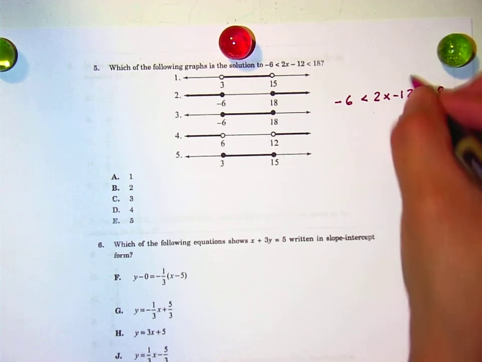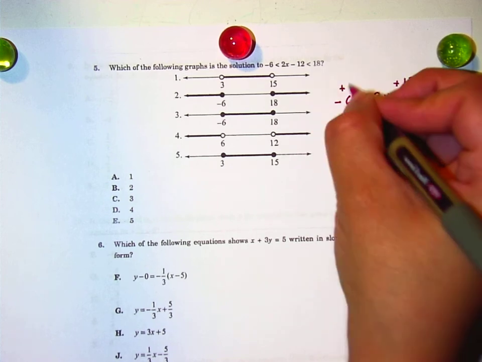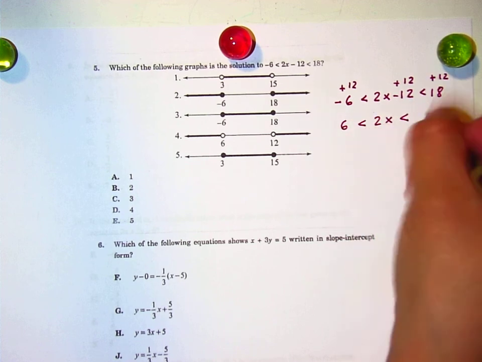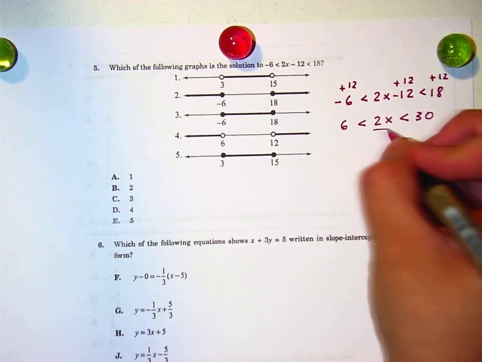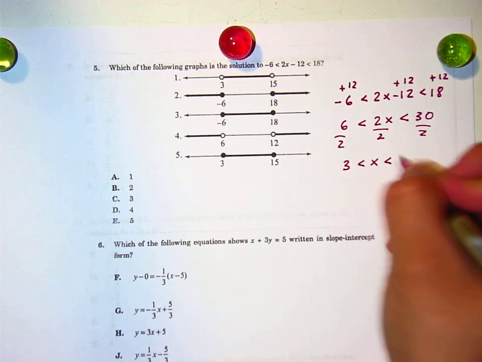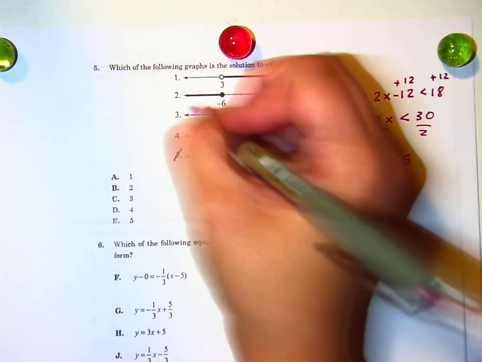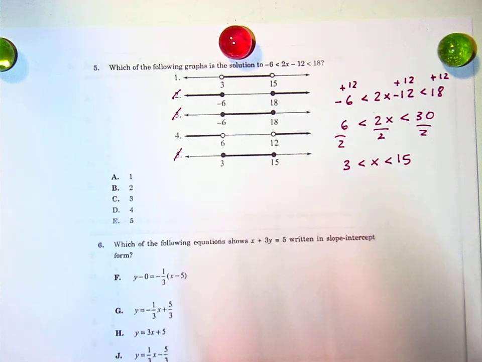So to get it by itself, I'm going to add 12. But when I add 12, I'm going to add 12 to each part here on every side of the inequality. So that's 6 is less than 2x is less than what, 30? Okay, now I've got that, but the x still isn't by itself, so I'm going to divide by 2 on all the parts. So that's 3 is less than x is less than 15. All right, not solid circles, because it's not equals to, so I can already say that these ones are out. And then I'm going in between 3 and 15, which looks like option 1A.